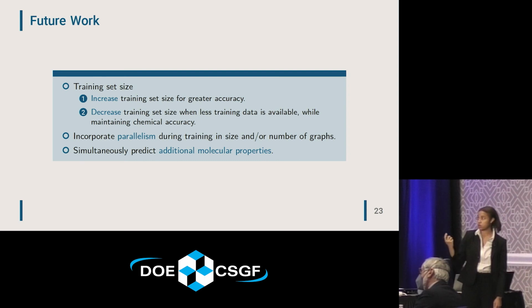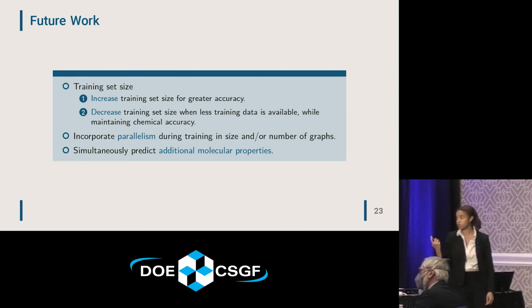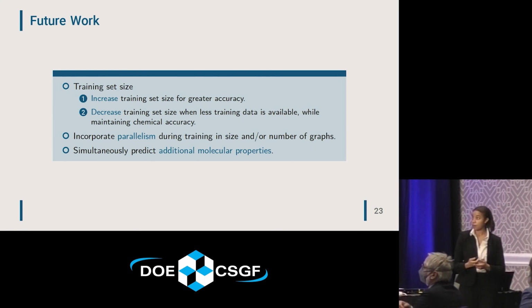So to conclude and talk about future work, discussing training set size, one thing we could do is increase the training set size for potentially greater accuracy, as there was a trend: as we were increasing the training set size, the accuracy was getting better. But another option is we could decrease the training set size when less training data is available, while still potentially maintaining chemical accuracy, since we had some wiggle room there. As I mentioned before, we could incorporate parallelism during training in the size and/or number of graphs, that is, if we decide to use a much larger training set with much larger molecules.